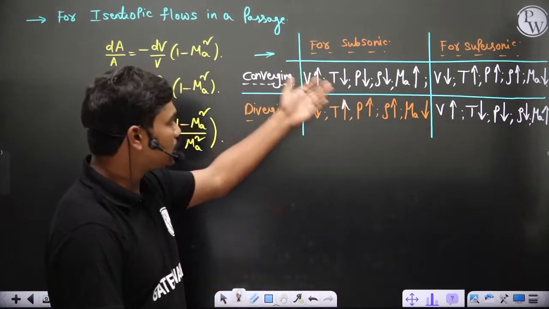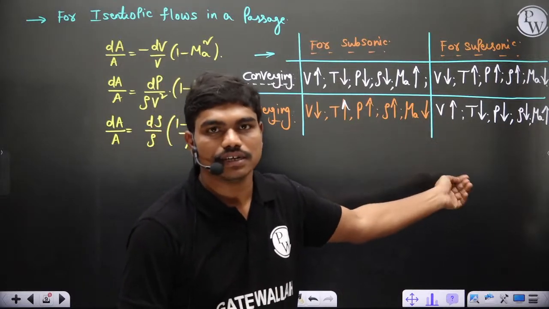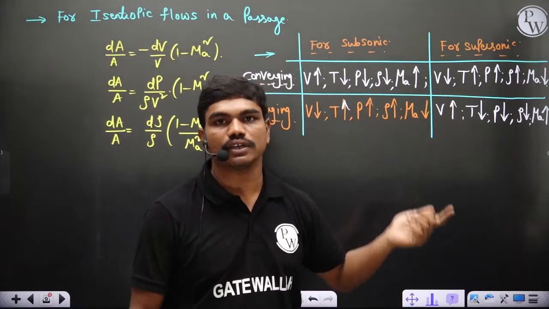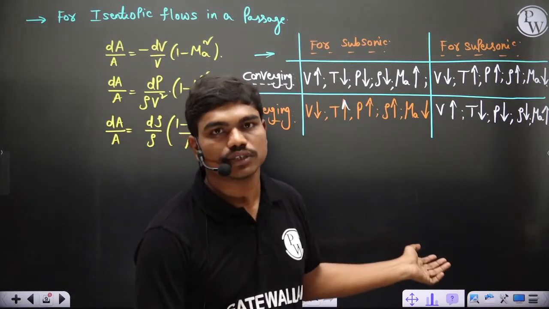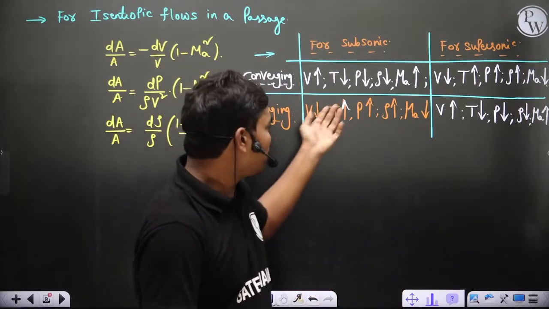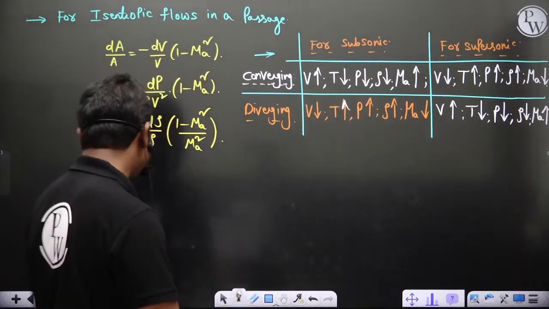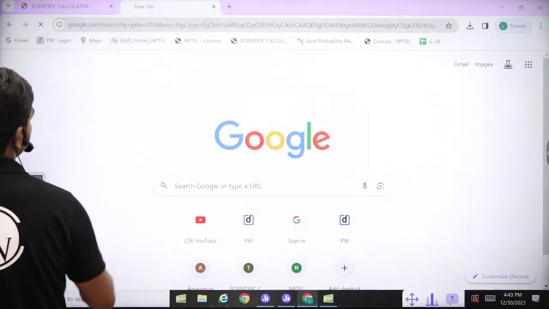Based on these conditions, a lot of questions come in the GATE examination and also in other exams. They'll give you the Mach number and the type of the nozzle, then ask you options: velocity increases, density decreases, pressure decreases, and also what happens to your Mach number. There's even a question in GATE 2023, and I would like to solve it live for you.